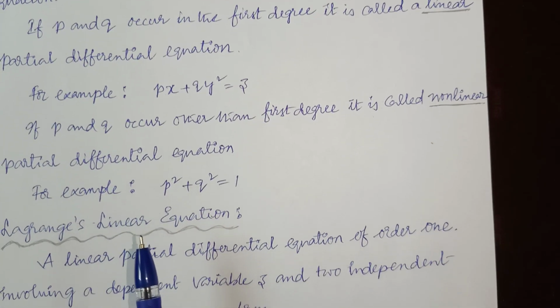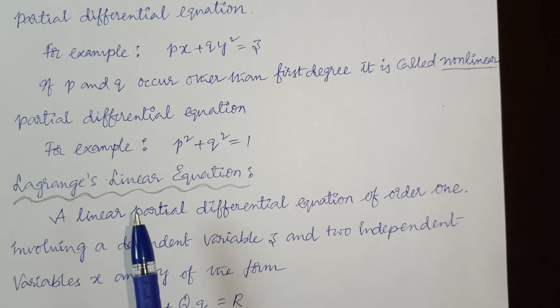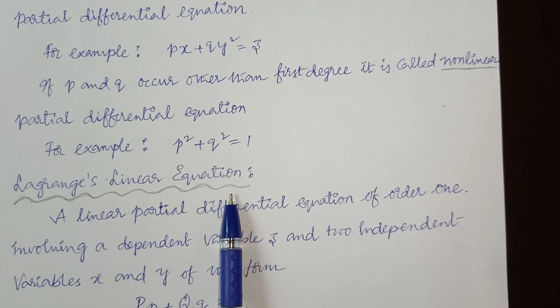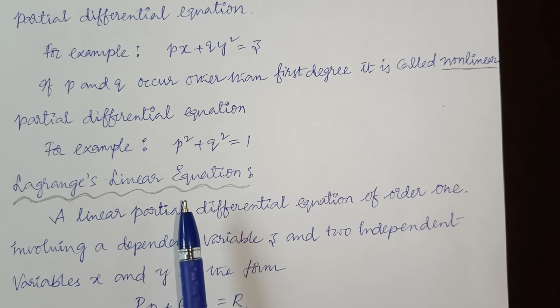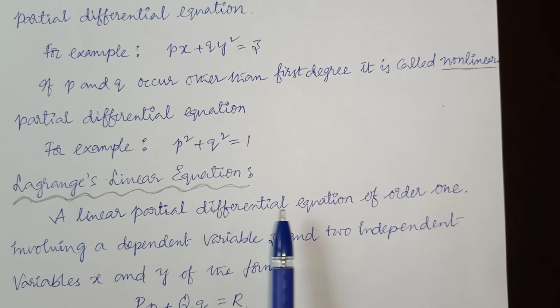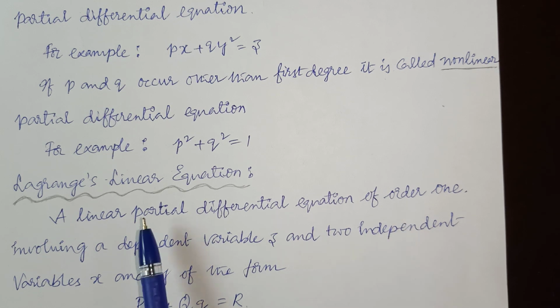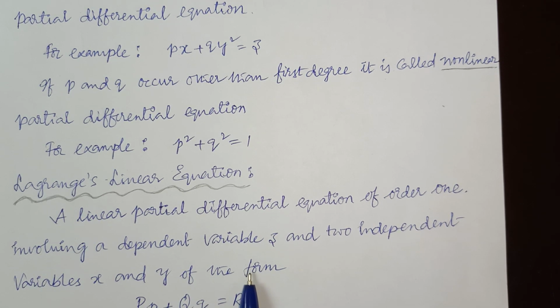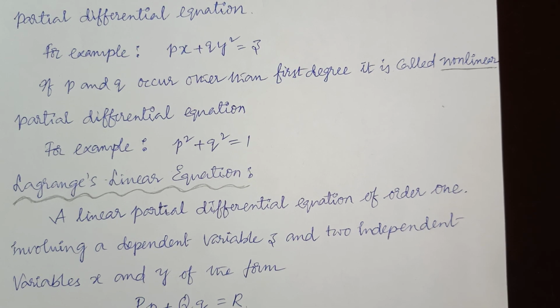Now let us discuss one of the important topics, Lagrange's linear equation. What is Lagrange's linear equation? A linear partial differential equation of order 1, involving a dependent variable z and two independent variables x and y, of the form capital P into small p plus capital Q into small q is equal to capital R.